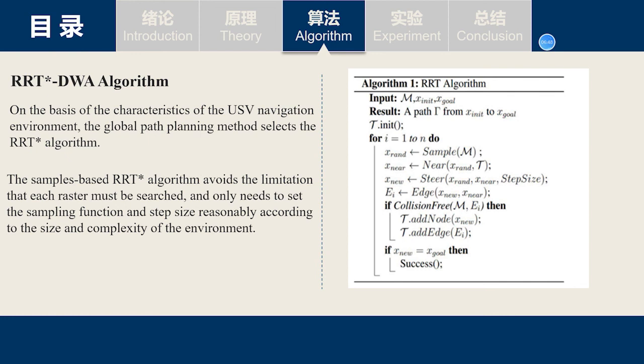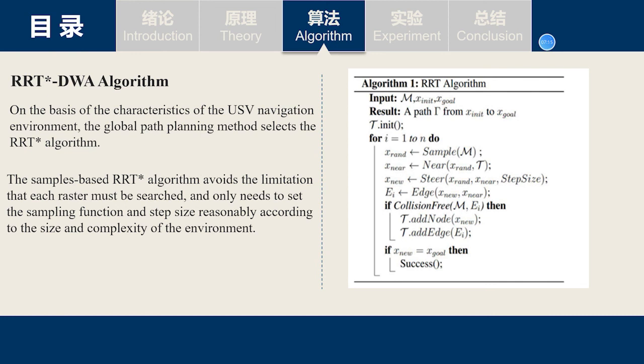In the local path planning of the USV, the kinematic parameters must be considered. Otherwise, the route cannot actually be used on the ship. So the local path planning method chose the dynamic window approach, which can meet the actual movement of the USV.